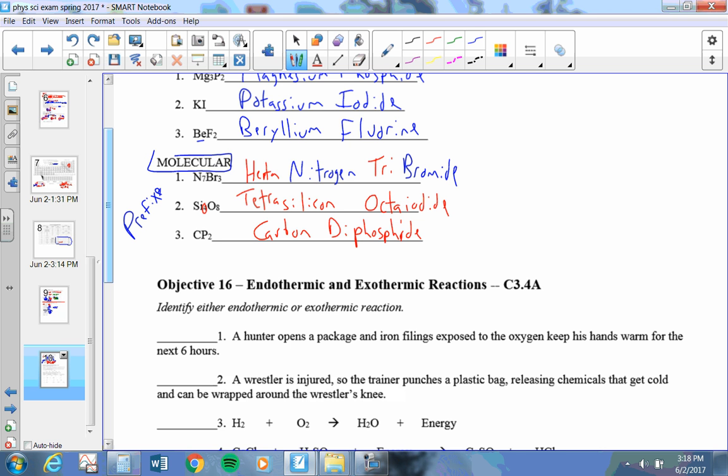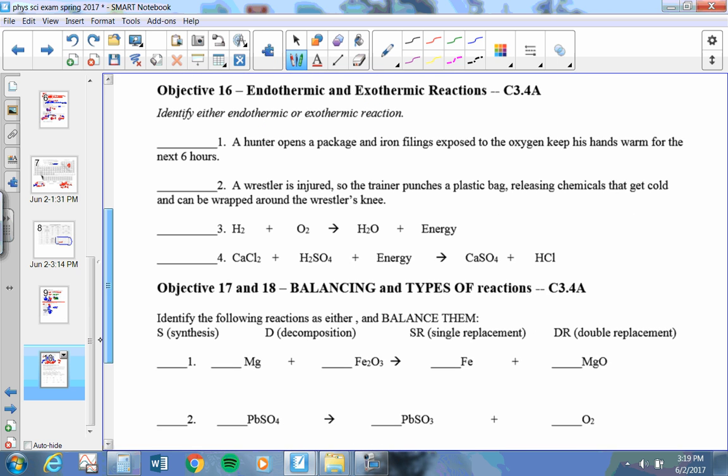Why no mono? It doesn't belong there, and it's just one of those rules we remember, almost like when we see CO2 or CO. That's carbon dioxide or carbon monoxide. It's never monocarbon dioxide or monocarbon monoxide.